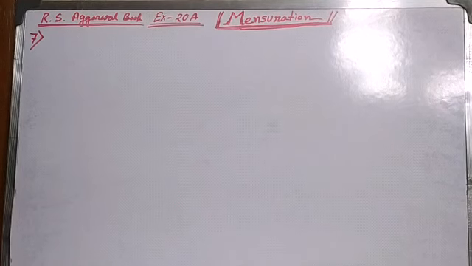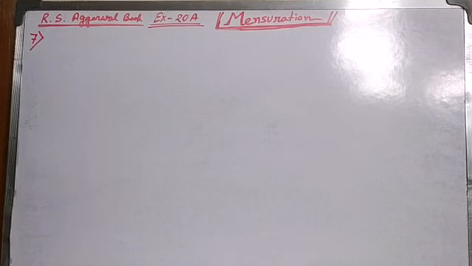Hello everybody. Today I am going to discuss question number 7 from exercise 20A. The cost of carpeting a room 15 meter long with a carpet of width 75 centimeter at rupees 80 per meter is rupees 19,200. Find the width of the room.